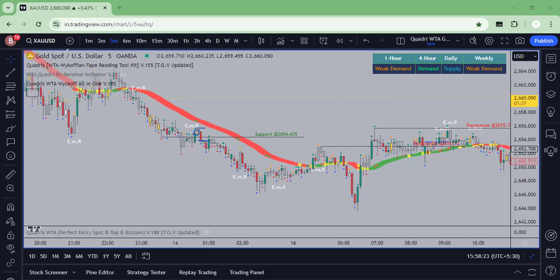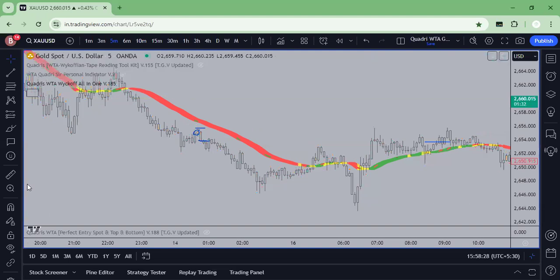And everything has to be synced in and collaborated in such a way that you get a good trading opportunity. So this is how a low volume pullback would work.